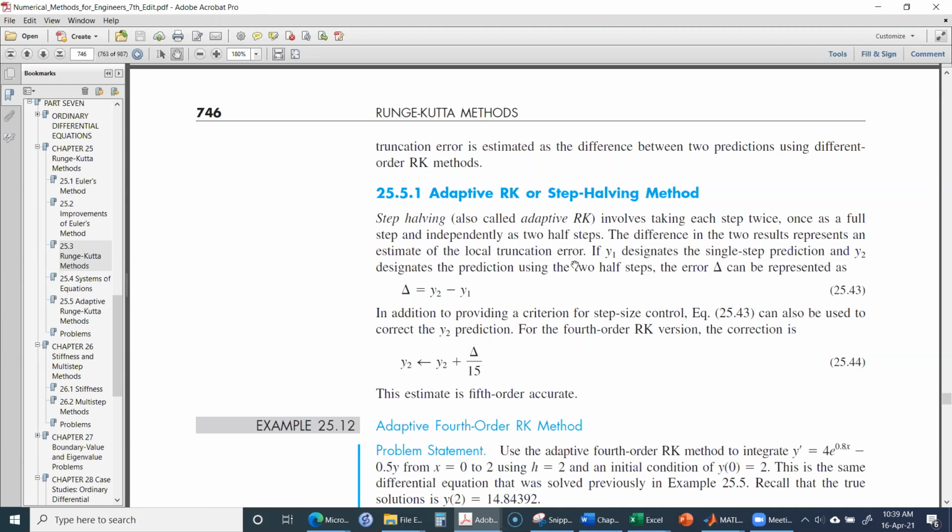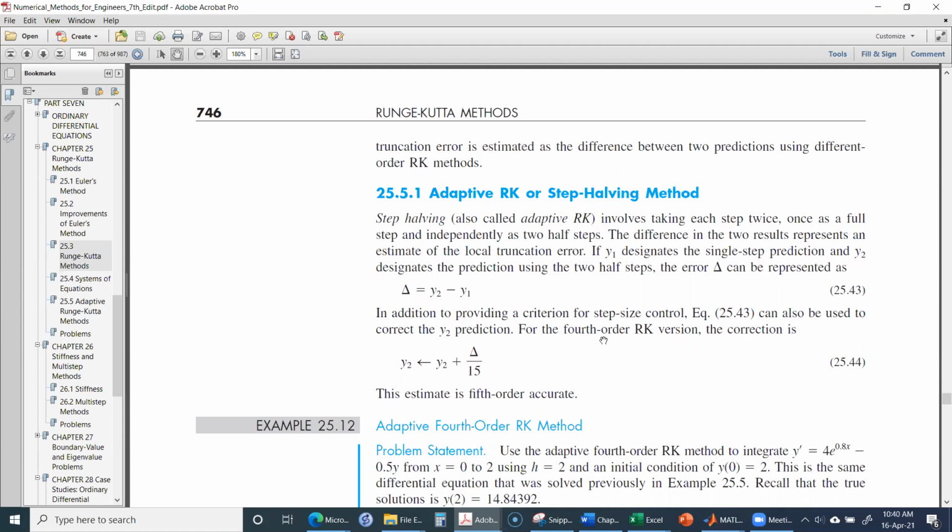In this case, we try to find the truncation error in that step, and that truncation error will help us adjust the step size. So the difference in the two results represents an estimate of the local truncation error. If y1 designates the single step prediction and y2 designates the prediction using the two half steps, the error can be represented as y2 minus y1. In addition to providing a criterion for step size control, this equation can also be used to correct the value of the y2 prediction.